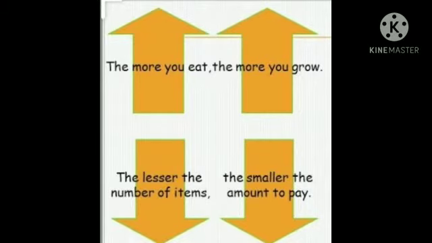Now see students, the example of direct proportion. The first one: the more you eat, the more you grow. As you eat more, you will grow more. Means if the first quantity increases, the second quantity will also increase. Now the second one: the lesser the number of items, the smaller the amount to pay. If you take fewer items, the amount you have to pay is smaller. Means if the first quantity decreases, the second quantity will also decrease. Clear? So this is the example of direct proportion.